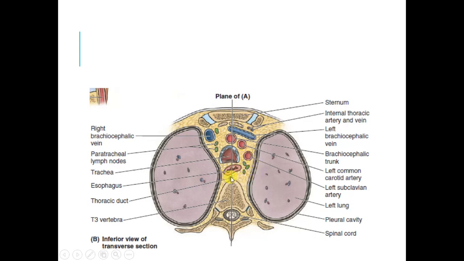Here is the thoracic duct, most posteriorly. On the sides will be the sympathetic trunk on both sides of the vertebra posteriorly. And here are shown the paratracheal lymph nodes. Multiple lymph nodes are shown here. The internal thoracic artery and vein are shown here anteriorly, anterior to the left brachiocephalic vein, and one will be on the right side. So this diagram explains the structures. It is at the level of the T3 vertebra, the T3 vertebral level of the superior mediastinum.